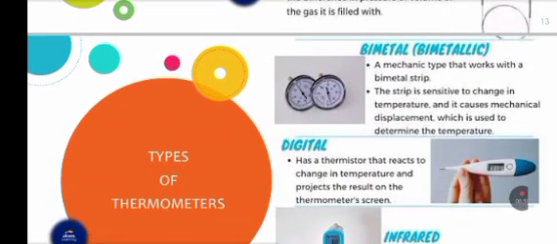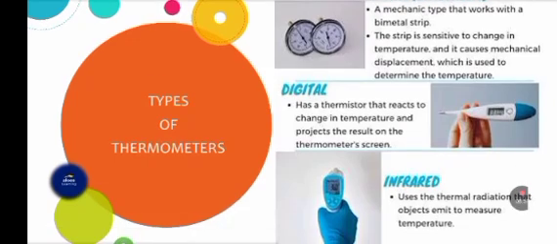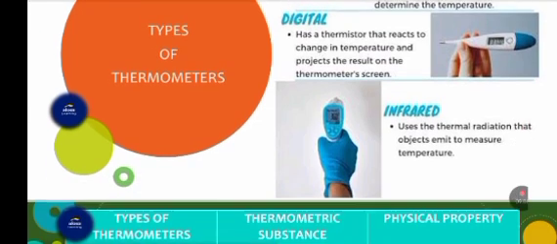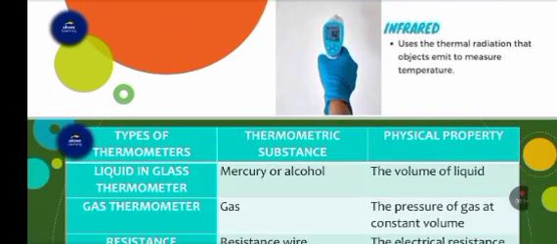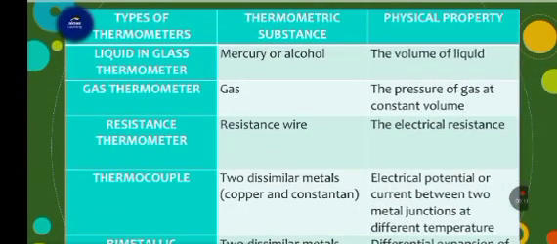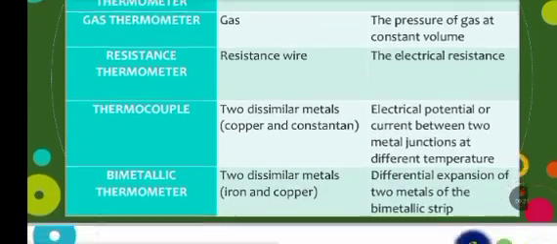This works based on the difference in pressure or volume of the gas with which we fill it. Also, we have the bimetallic thermometer, which works with the bimetallic strip that is very sensitive to changes in temperature. As well, we have the digital thermometer, which has a thermistor that reacts to temperature change and projects the temperature change on a screen. Now we also have the infrared thermometer, which uses thermal radiation that objects emit to measure temperature. And this table also gives us a detailed view of the thermometric substance as well as the physical properties.